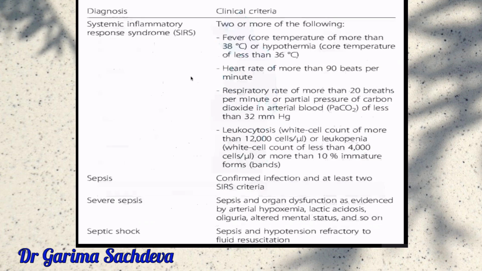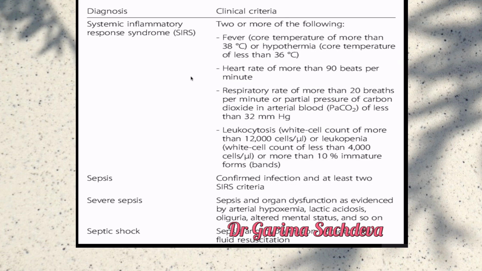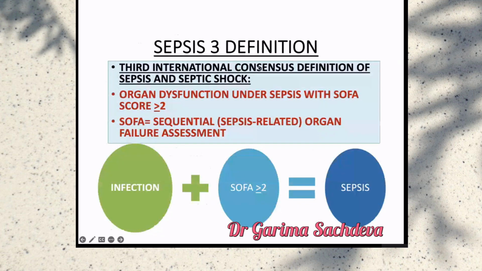So I've already told what is SIRS, what is sepsis, what is severe sepsis, what is septic shock. This is one definition, which is given by NICE. Then there is the Sepsis-3 bundle, which is by the international consensus. They have also given one definition, based on the SOFA score, which is 2 plus 1.